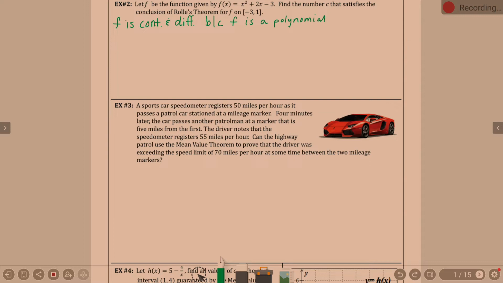In order to be able to use Rolle's theorem or mean value theorem, we have to be able to state that f is continuous and differentiable. Okay, for Rolle's theorem to apply, my endpoints have to be the same. So when we talk about Rolle's theorem, we need to find our endpoints.